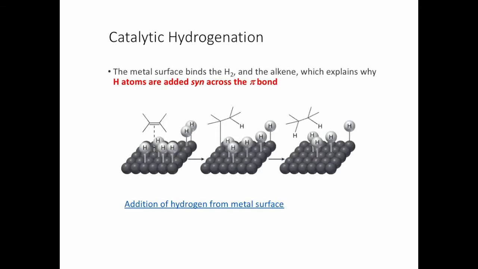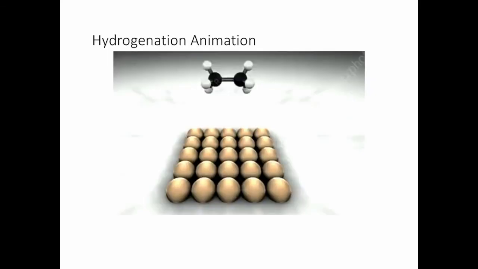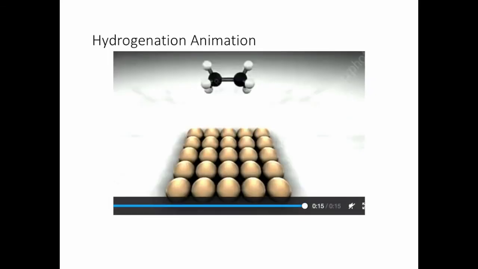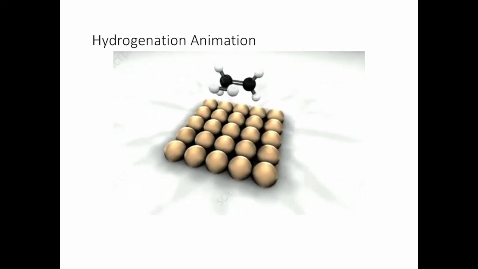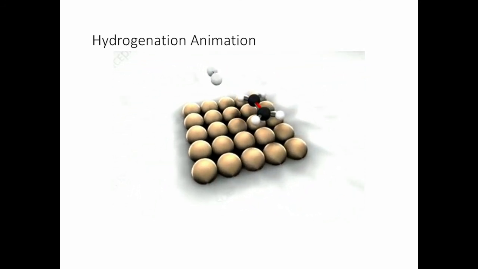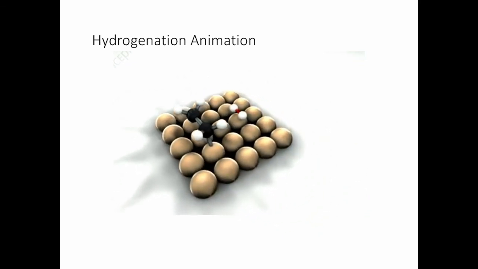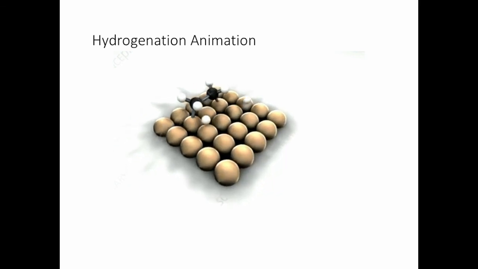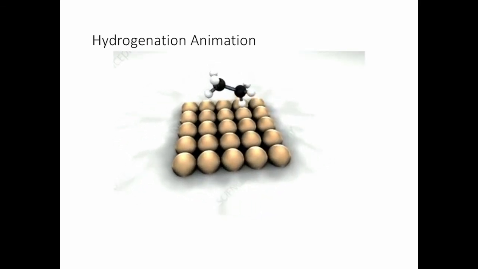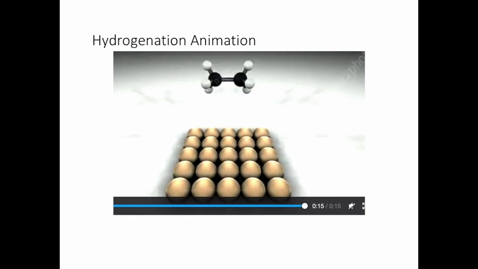The metal surface binds the hydrogen and the alkene. They both get adsorbed to the metal surface, which facilitates transfer of the H atoms to the pi bond and also explains why the addition forms in a syn fashion. This animation is going to show how that works. So we have an alkene and a hydrogen molecule, and they're getting adsorbed to the metal surface. And then the hydrogen splits into two hydrogen atoms, which then attach to the alkene.